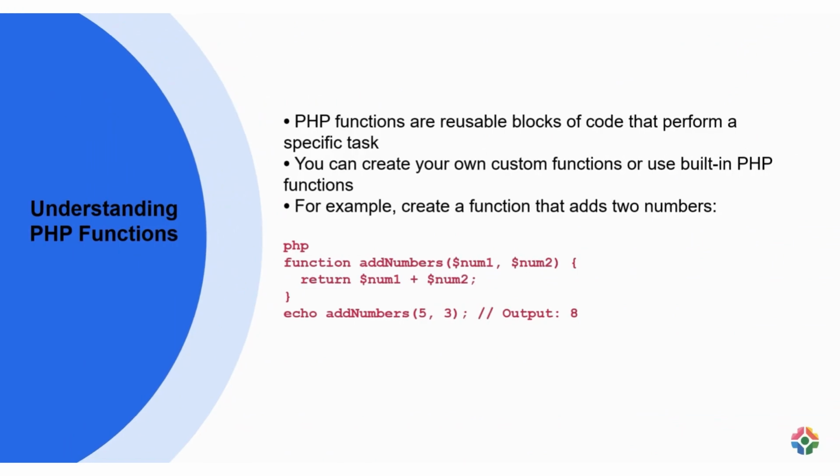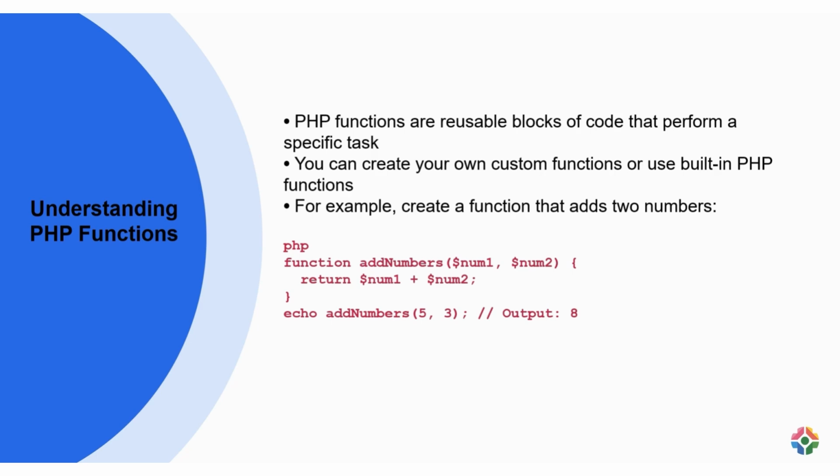PHP functions are modular units of code designed to execute a particular operation. They can be user-defined or predefined in PHP. Custom functions enable users to encapsulate frequently used code segments, enhancing maintainability and reusability. Conversely, built-in PHP functions are core features that aid in various tasks like arithmetic calculations, string manipulation, and more.